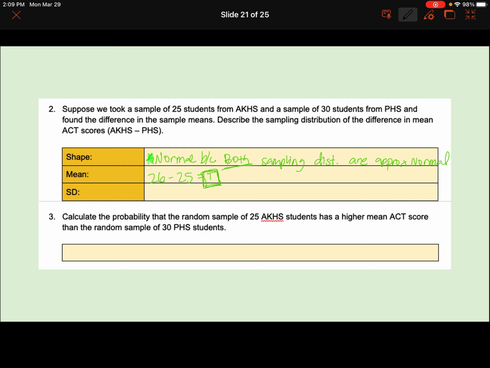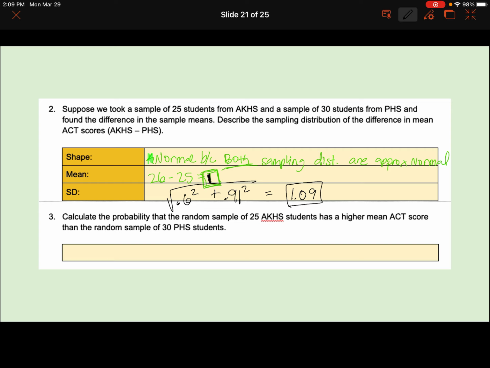Okay, so based off of that, I'm going to do a big square root. And then it's going to be 0.6 squared plus 0.91 squared, which will give us our standard deviation of 1.09. And this should just be a 1. It sort of looks like a T in there.